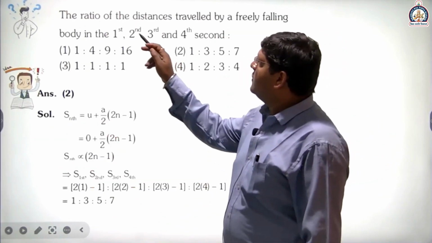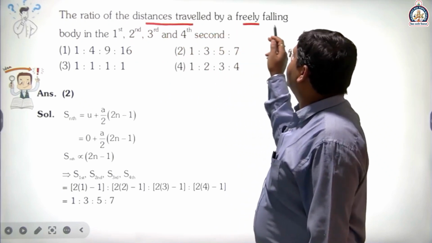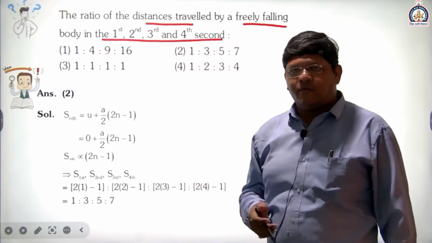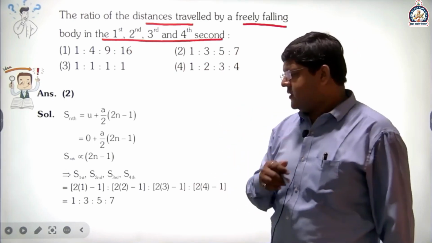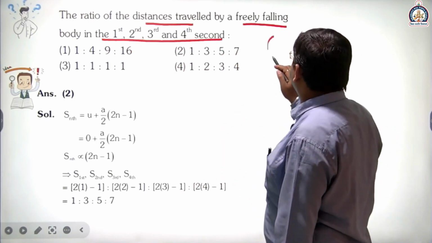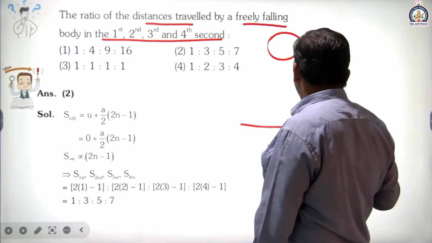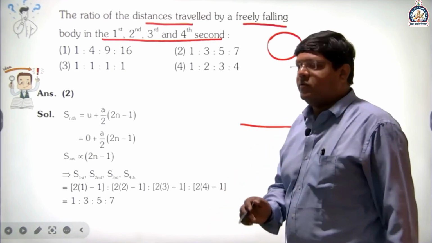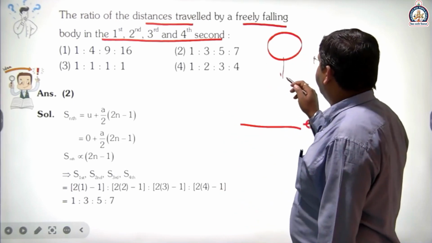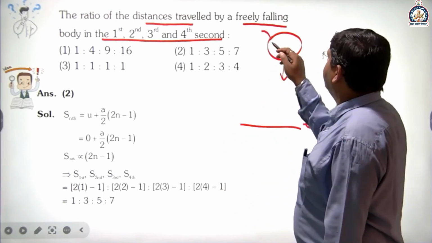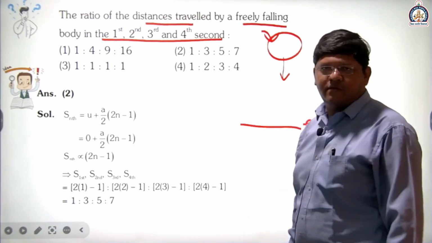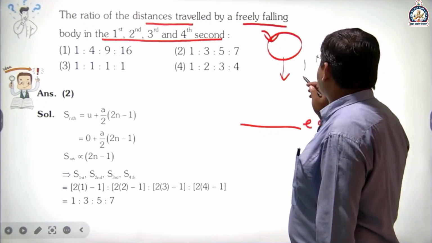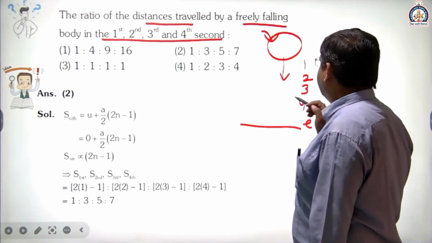The next question is: the ratio of the distance traveled by a freely falling body in the first, second, third and fourth second is? We have to calculate the ratio of distance traveled. Suppose we are provided with an object and this is our earth surface. Now, according to the question, the object is in freely falling condition. When it is released from somewhere, it will freely fall toward the earth surface. We have to calculate the distance traveled in the first, second, third and fourth second.